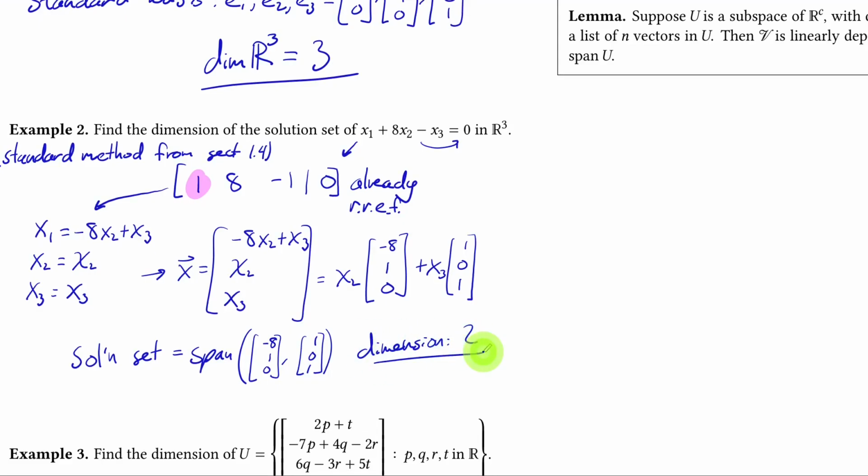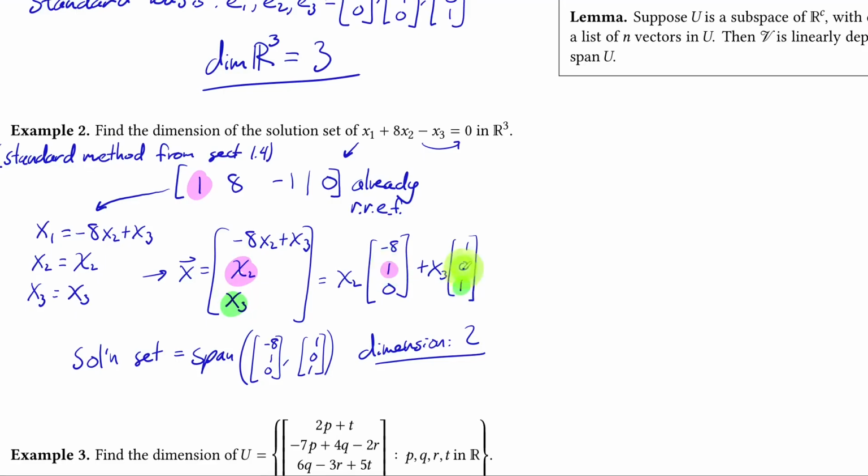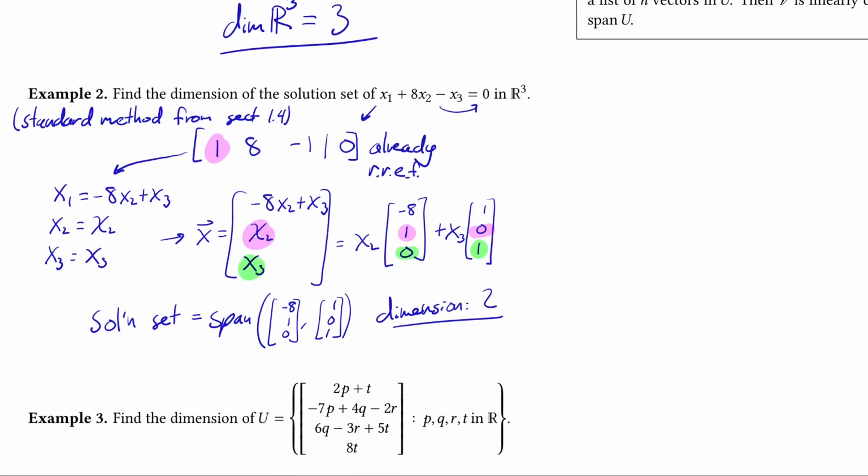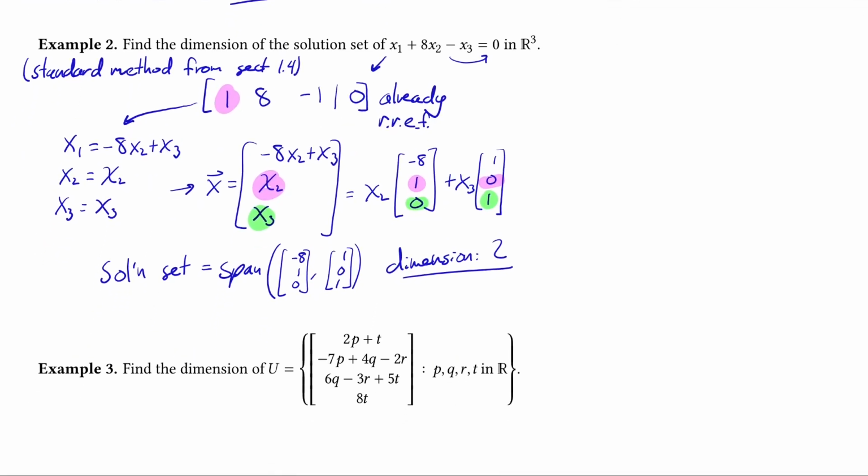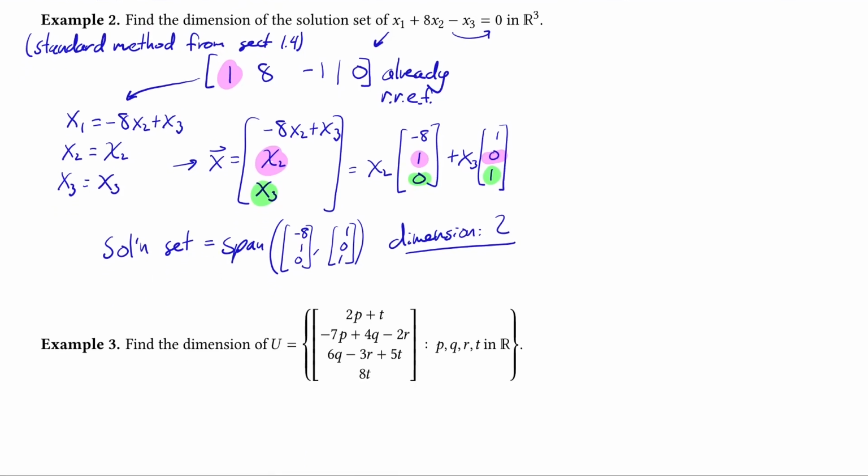Because here is a basis of it with two vectors. Of course, they're linearly independent because of the way that each of the free variables has its own row here, where the other vectors have a 0 in those corresponding positions. So that works. Let's look at example 3.